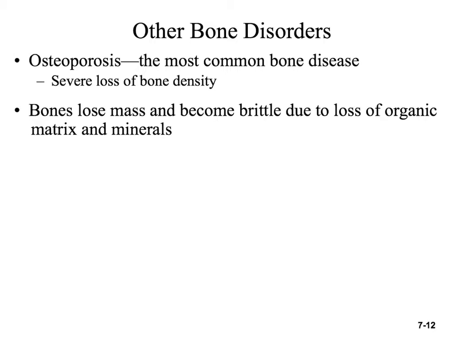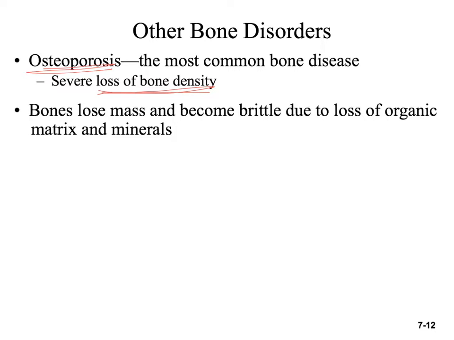So in addition to breaking of bones, there's another bone disorder called osteoporosis. It is the most common type of bone disease, and it's something you tend to see in those getting older in age, and it's more common in women. So what this is, it's a loss of bone density. And when bones lose their density, they lose their strength. And when you have a loss of bone strength, then you are more susceptible to breaks, fractures, those kinds of things.